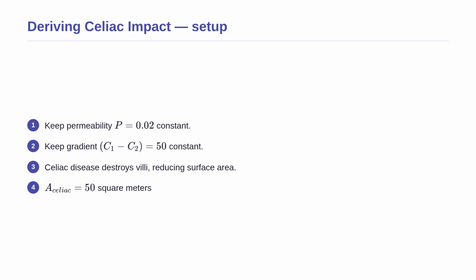We're setting up a comparison for a patient with severe celiac disease, which destroys the microscopic folds of the intestine. To isolate the effect of the surface area, we keep the permeability and the concentration gradient exactly the same as the healthy person. The only mathematical change is the surface area, which drops drastically from 200 down to just 50 square meters. This setup models the physical reality of a damaged, flattened intestinal lining.